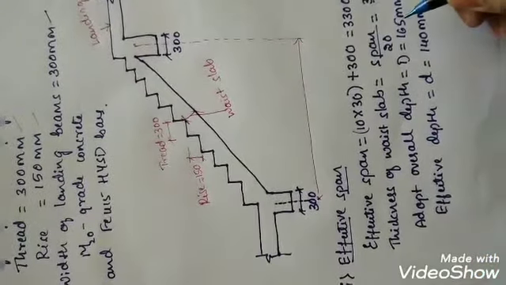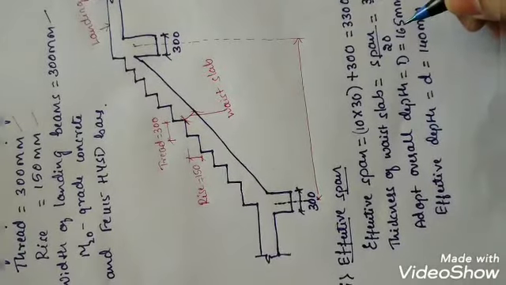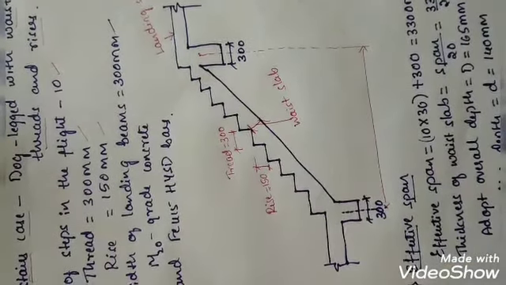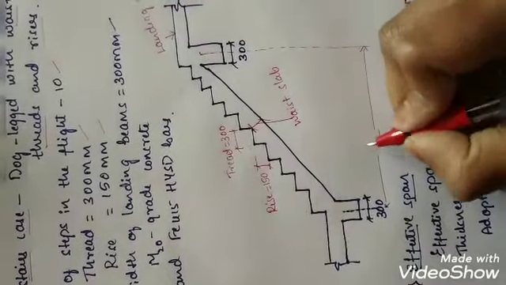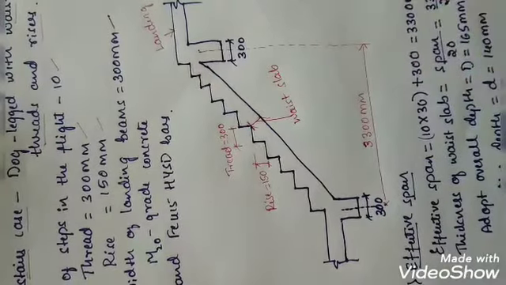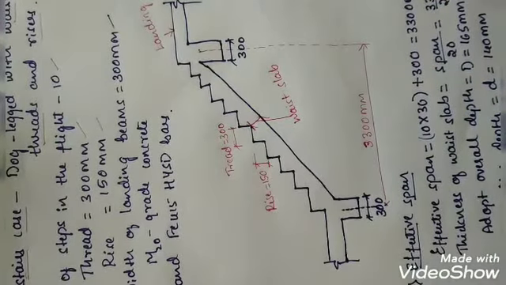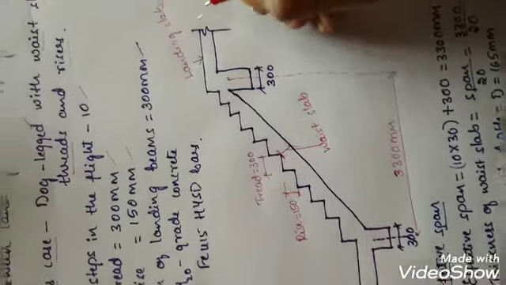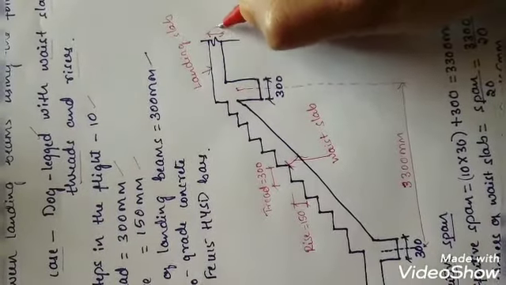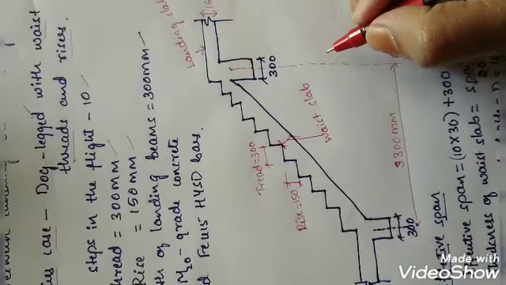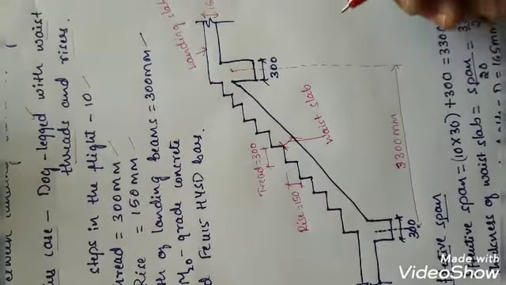I will mention all those values in the diagram. Just see, we have already calculated the effective span, 3300. Here I will mention that value, 3300 mm. And we have calculated the overall depth as well as the effective depth. So the overall depth of the slab we have considered as 165. Here I will mention that 165 mm. And the effective depth we have considered is 140 mm.